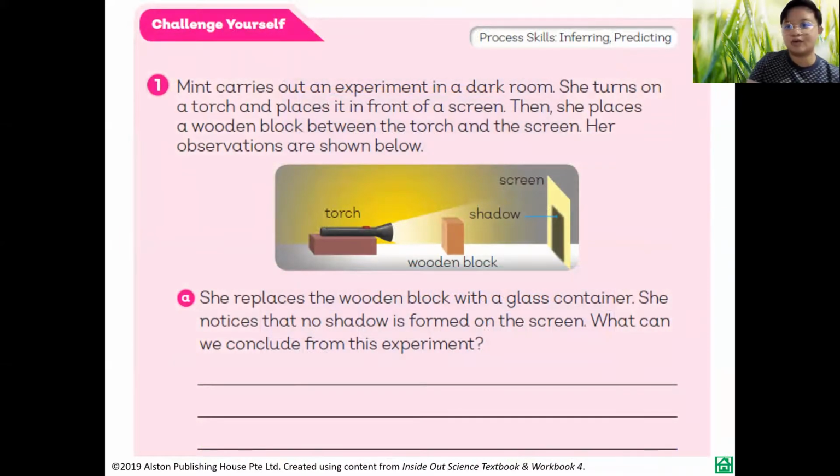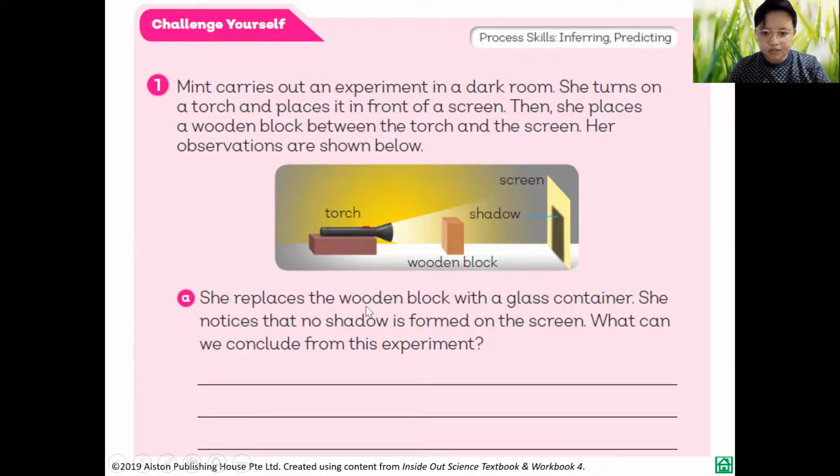Okay, we're heading towards the end. I said it a while ago, but now I think this is the last part of answering questions from chapter 3. Let's read. Mint carries out an experiment in a dark room. She turns on a torch or a flashlight and places it in front of a screen. Then she places a wooden block between the torch and the screen. Her observations are shown below.